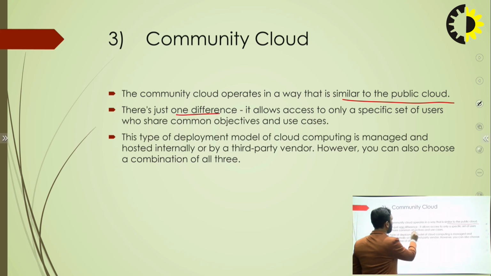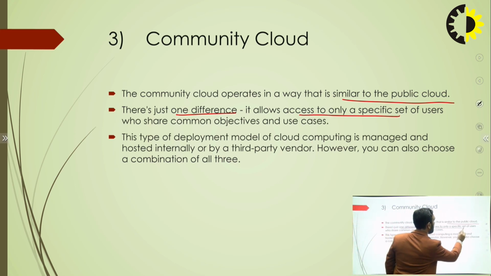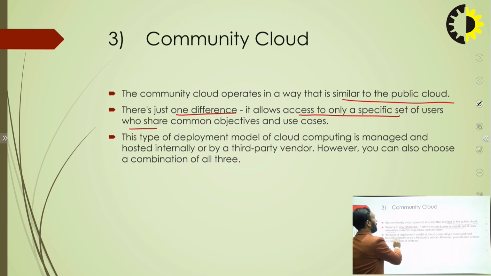There is one difference between public cloud and community cloud. It allows access to only a specific set of users who share common objectives and use cases. In public cloud, anybody is allowed to access the services, but in case of community cloud, only the users who have the same goal, or we can say a specific set of users with the same objective, will use these services. This type of deployment model is managed and hosted internally or by a third party vendor.